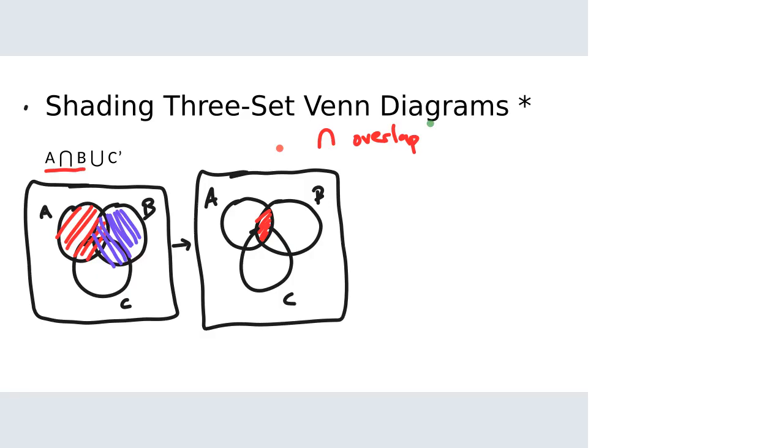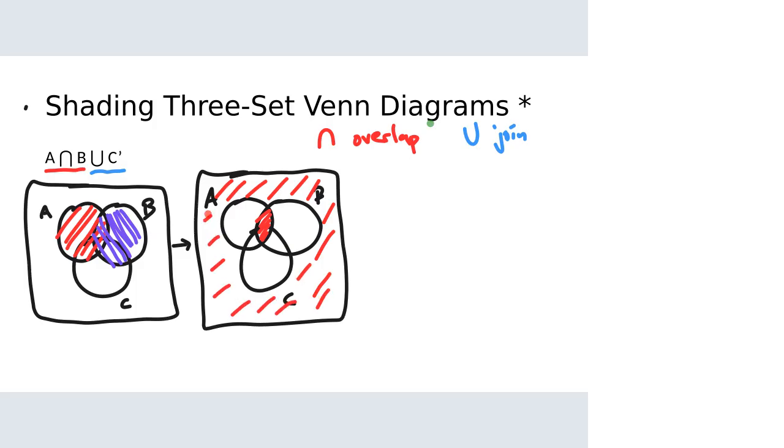Okay, up next, what I'm supposed to do here is join this with C complement. So union means join together. So I'm just going to join what I have now with C complement, everything that's outside of C. So whatever I have shaded now is going to stay, and then I just need to tack on C complement. All right, well, that's everything outside of C.